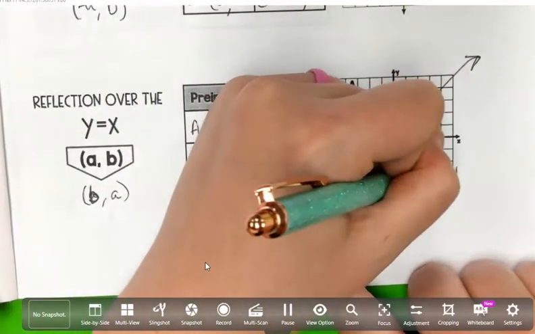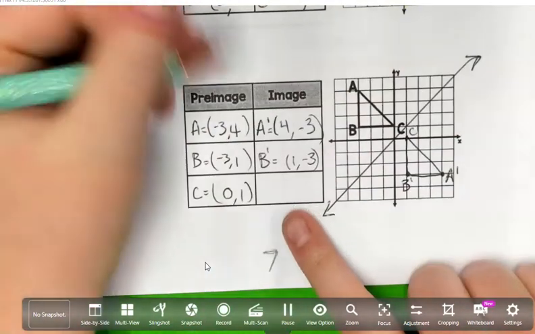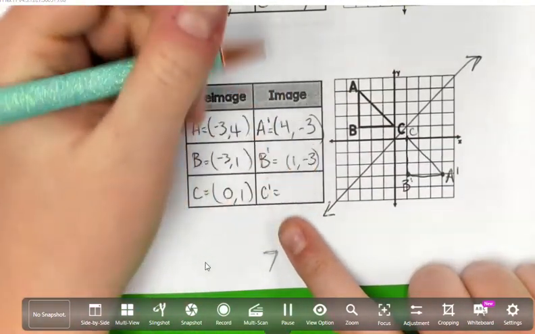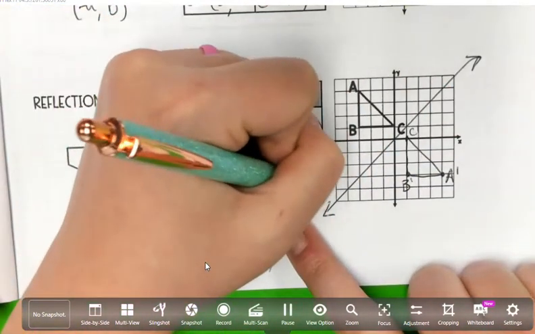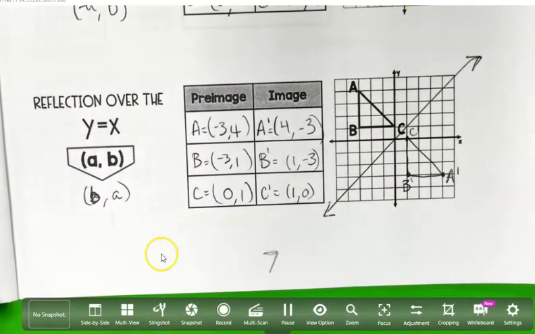And it gets perfectly reflected across, it's like a mirror across this. So our C prime would be 1, 0. Alright, and that is all if you are in regular geometry. If you're in advanced geometry, stick around.